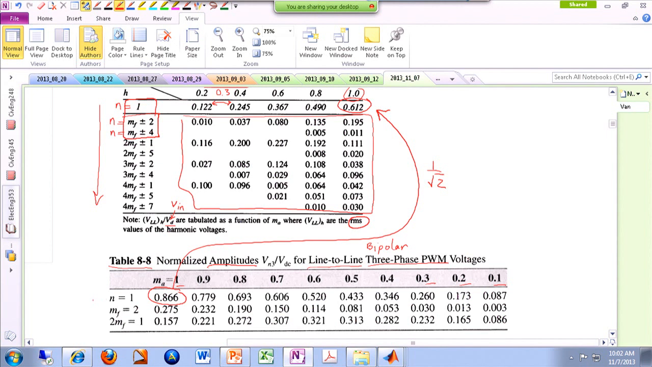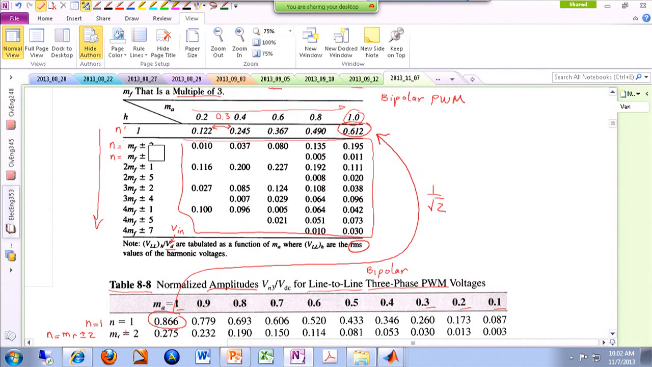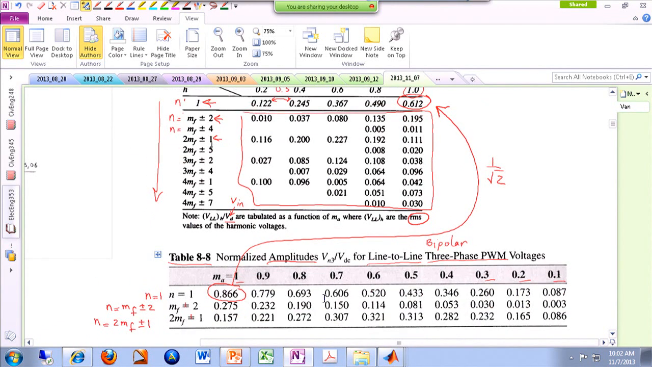All right. So n equals 1 here. And by the way, this should be plus or minus. So then n equals plus or minus 2. And then n equals 2mf plus or minus 1. Sorry, actually it doesn't give me this. It only gives us this, this, and this. Okay? All right, so we have these two tables. Please choose them wisely.